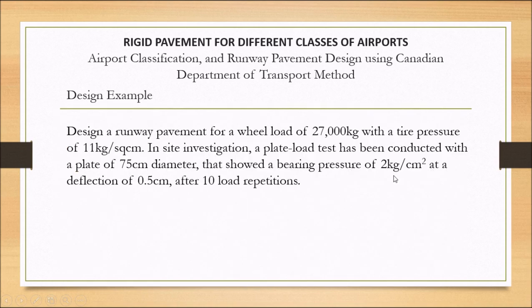So let's look at an example. Here it says design a runway pavement for a wheel load of 27,000 kg with a tire pressure of 11 kg per square centimeter. In site investigation, a plate load test has been conducted with a plate of 75 centimeter diameter that showed a bearing pressure of 2 kg per centimeter square at a deflection of 0.5 centimeter after 10 load repetitions.